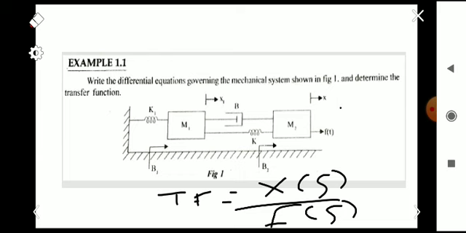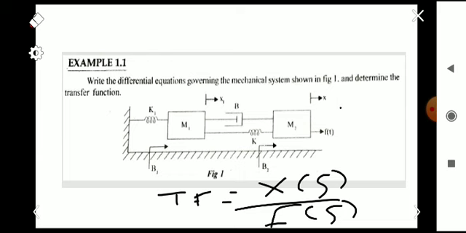So here, by observing the figure, there are two mass elements m1 and m2, which means two nodes are there. Okay, two nodes are there, and we have to draw the free body diagram first. From that free body diagram we will obtain the force balance equation, and by taking the Laplace transform we can arrive at the transfer function of the model.